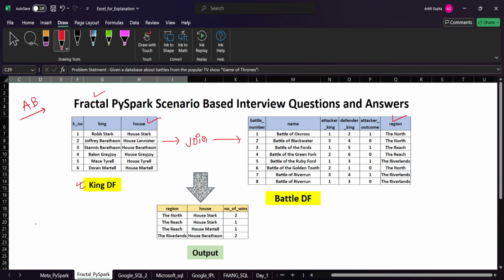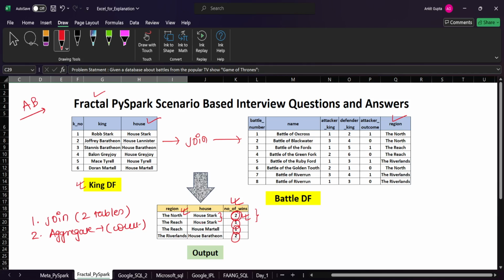By reading the problem statement, I can see we need to join the two tables, and second, perform the aggregate to find the count. We need this count column, the number of wins. So for each reason, we need to find the house that has the most wins. So this is basically the problem statement.